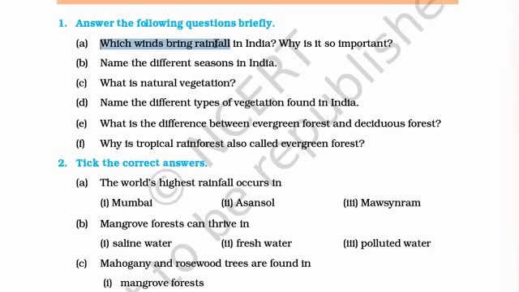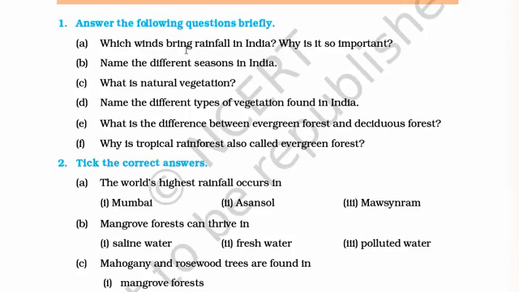First question, which winds bring rainfall in India? Why is it so important? So the first part of it is southwestern wind. So remember we said the wind that comes from southwest, that is Arabian Sea, and Kerala is the first state to witness rainfall. So southwest is the answer.